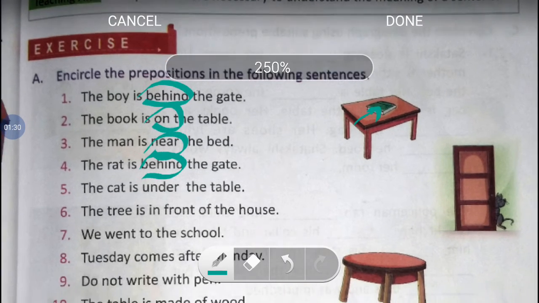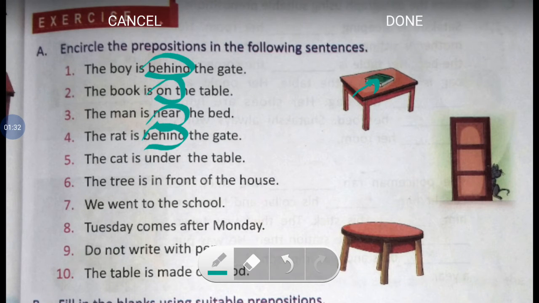The cat is under the table. Under the table. Under means नीचे. बिल्ली टेबल के नीचे है. The tree is in front of the house. In front means सामने. So in front here is preposition. We went to the school. To is preposition. Remember that.